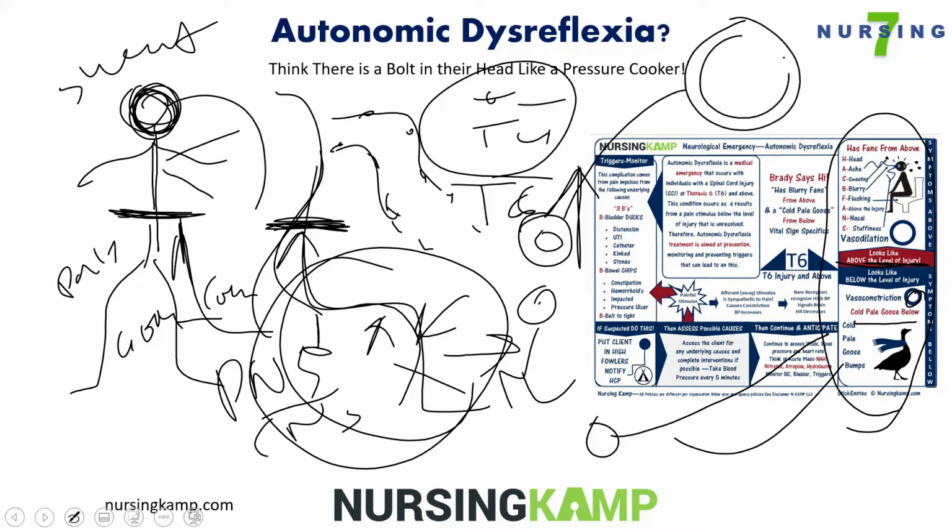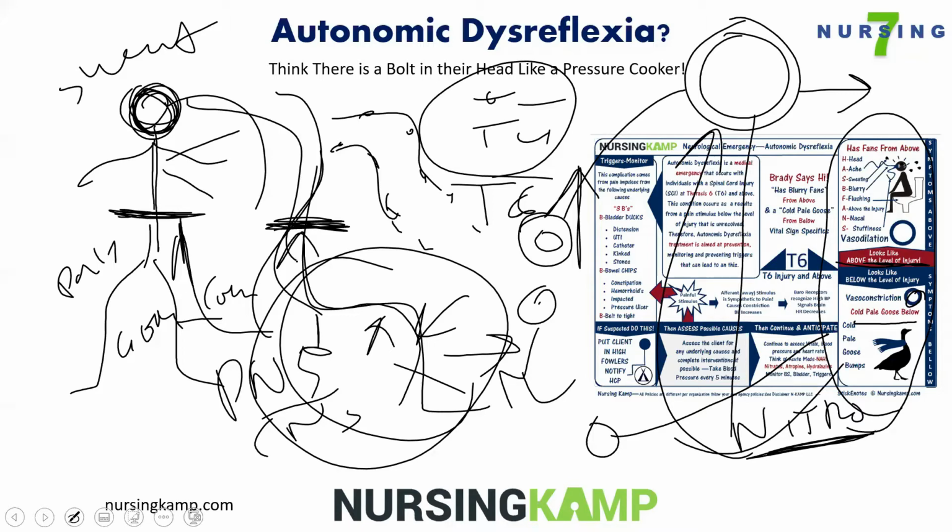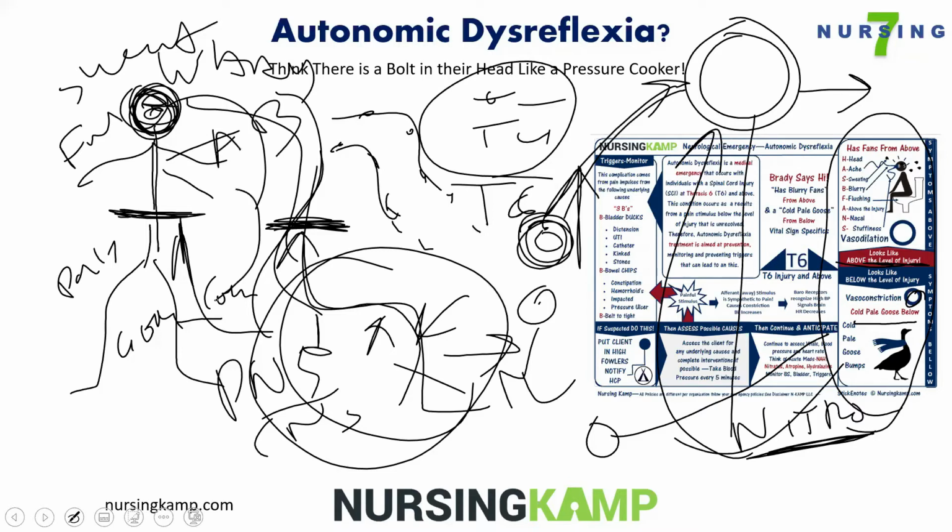Then they start to vasodilate. We see that with nitro, because nitro causes flushing in the body. So the brain recognized that this blood pressure is through the roof, really hypertensive, so it vasodilates, and that's why we see flushing and extreme vasodilation. So you're going to see flushed, warm skin, nasal stuffiness, and blurred vision above the level of injury, and they'll be pale and cold underneath that.